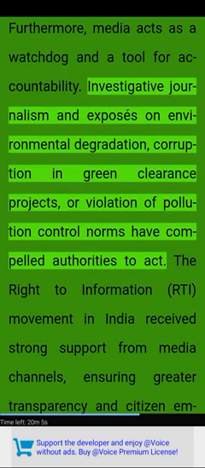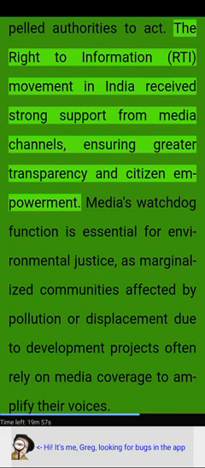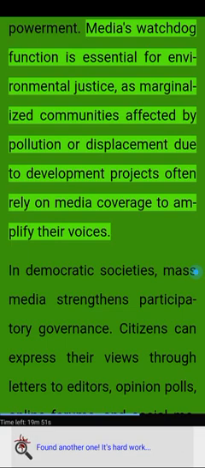Investigative journalism and exposés on environmental degradation, corruption in green clearance projects, or violation of pollution control norms have compelled authorities to act. The Right to Information (RTI) movement in India received strong support from media channels, ensuring greater transparency and citizen empowerment. Media's watchdog function is essential for environmental justice, as marginalized communities affected by pollution or displacement due to development projects often rely on media coverage to amplify their voices.